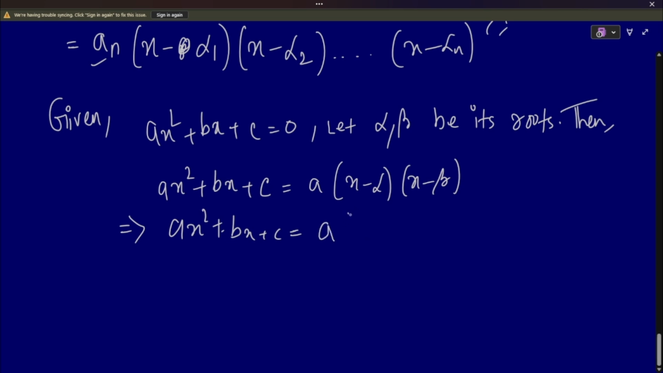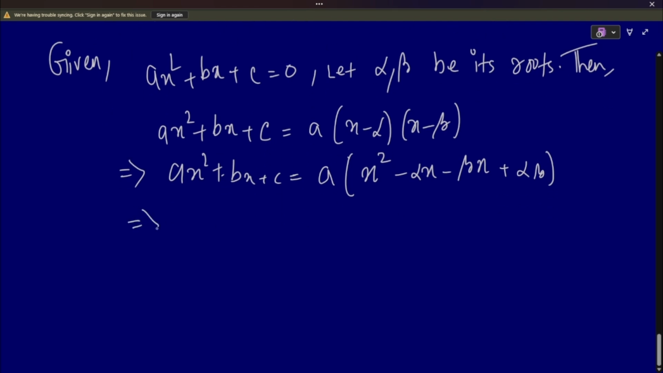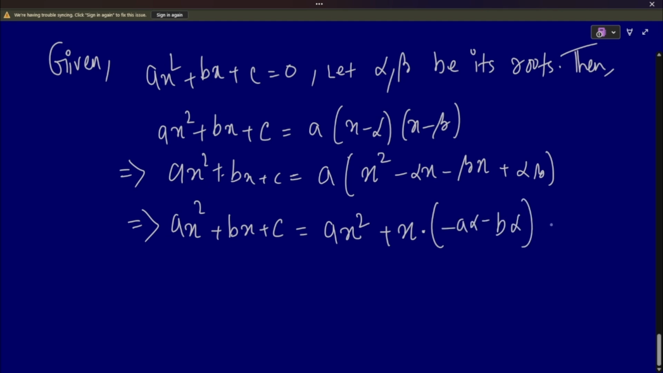So a, and if you multiply this, you get x square minus alpha x minus beta x, and also you would get plus alpha beta, right? Okay, so let us expand out everything. Ax square plus bx plus c, and I will write the right hand side as the same, ax square, and this term I will write in terms of x multiplied by, as you can see, this simply becomes minus a alpha minus a beta, and the last term becomes a multiplied by alpha beta, which is the constant term.